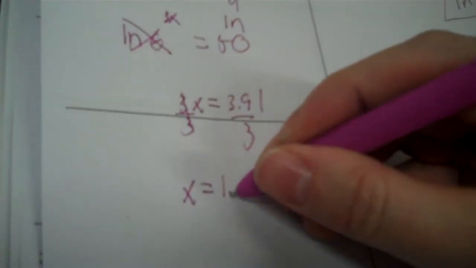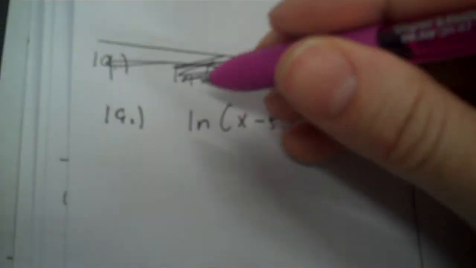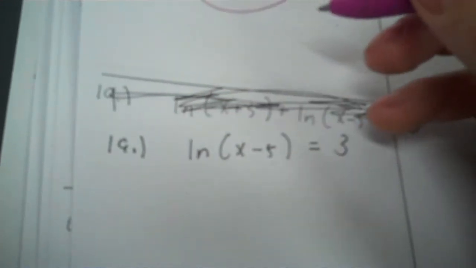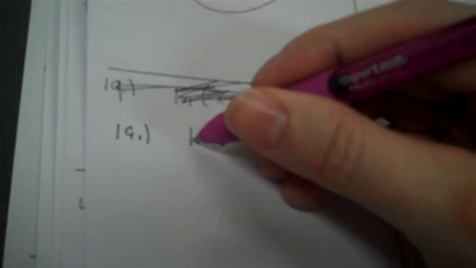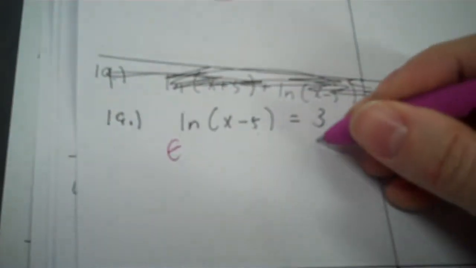1.30. Okay, next one. Hint E. When you have to use E, you can go to that right away, as long as there's nothing in front of the ln, which I'm not going to put there. And remember, when you use E, you got to put E in the bottom left.